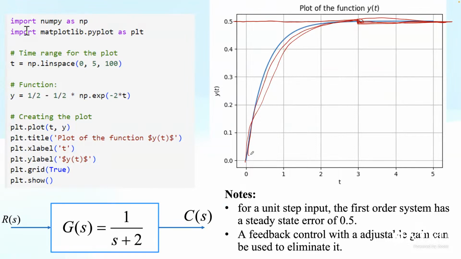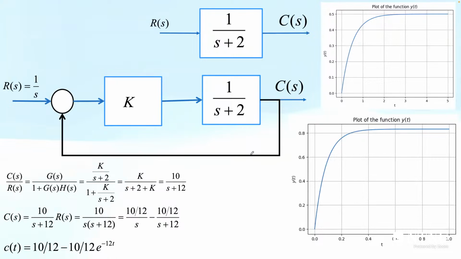Okay, so we can go to the second example. For this specific problem, this is my open loop response. This is my system, 1 divided by S plus 2. We try to plot the response here for R of T equal 1, which is a unit step input. So the response will be like this.